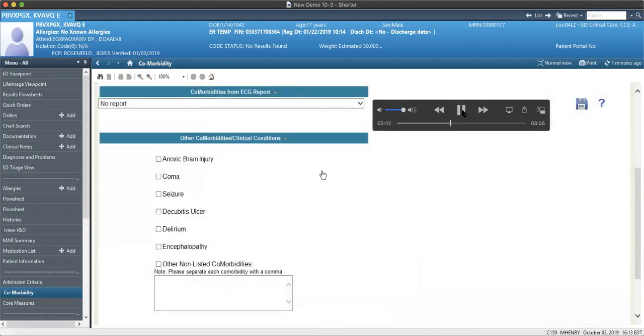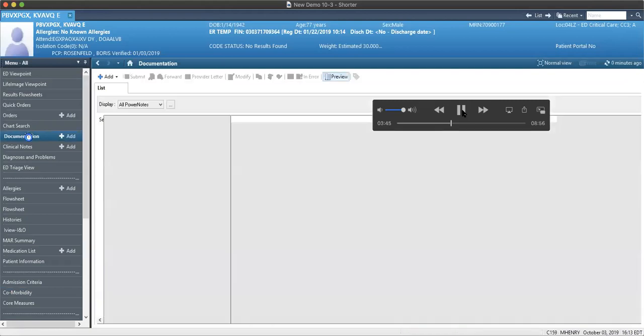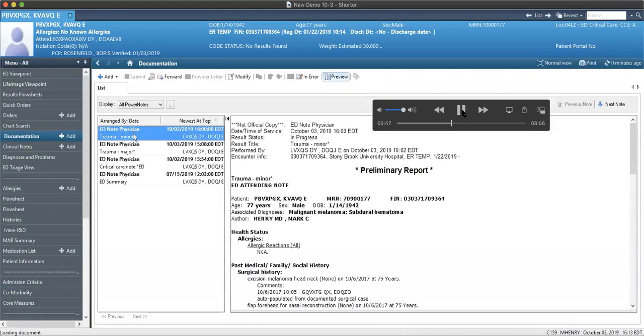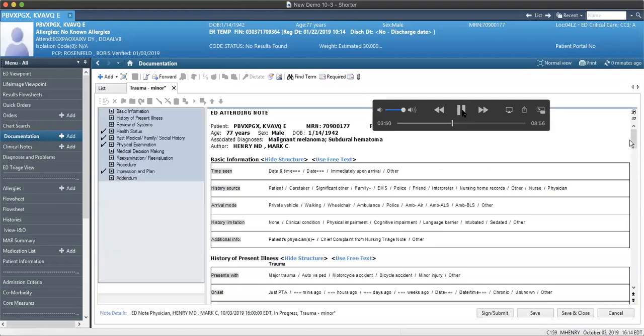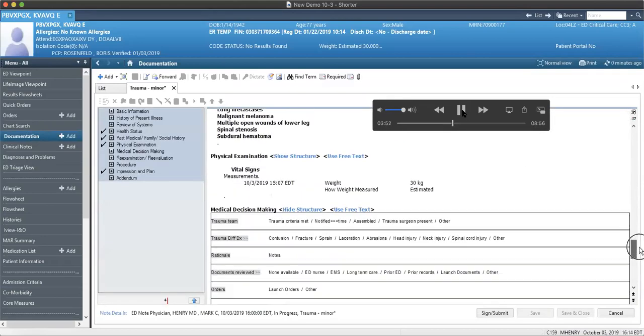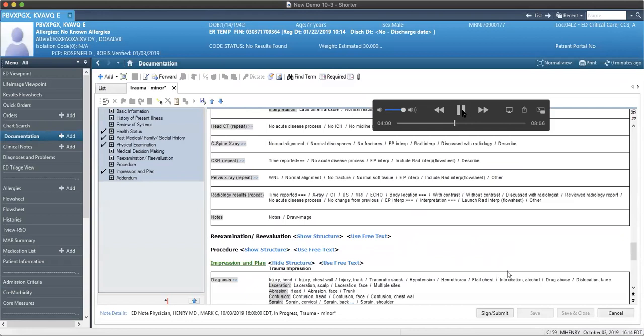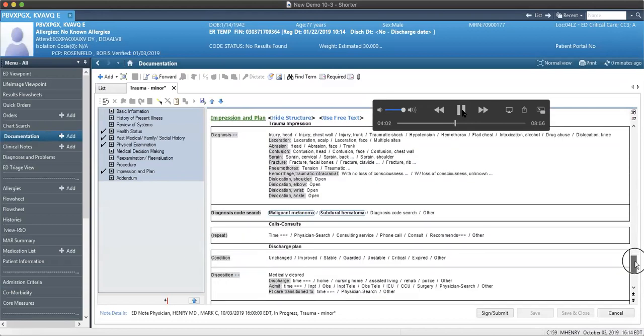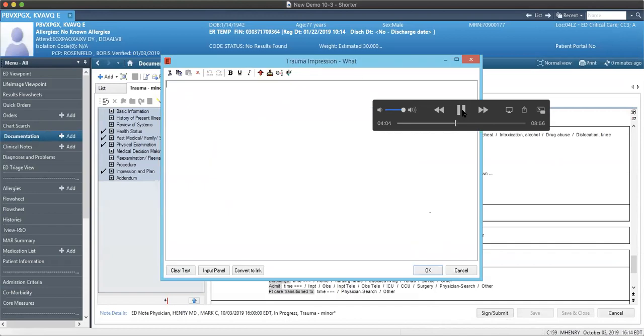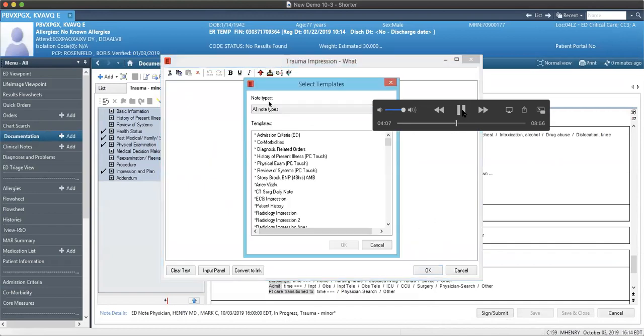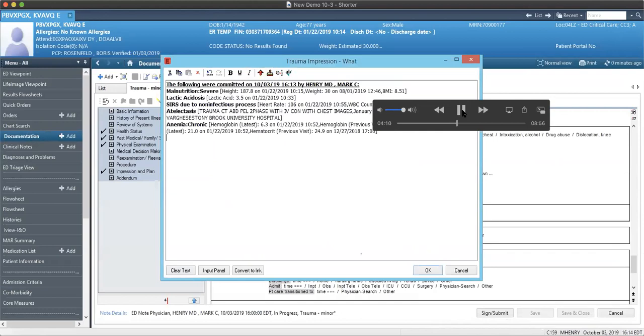We save to the record, go back into our documentation. Find the diagnosis, malignant melanoma and a subdural hematoma. And to accurately document the findings, we insert the comorbidities. We agree. Again, here's all the comorbidities that were identified by the software that are listed.